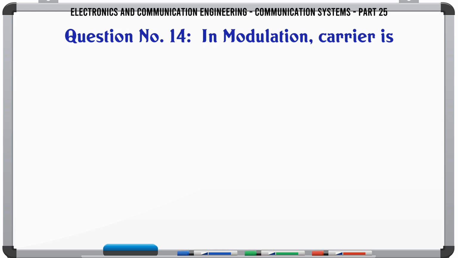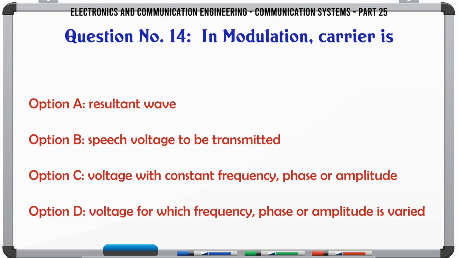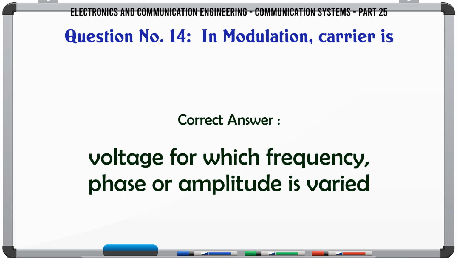In modulation, carrier is A. Resultant wave. B. Speech voltage to be transmitted. C. Voltage with constant frequency, phase or amplitude. D. Voltage for which frequency, phase or amplitude is varied. The correct answer is voltage for which frequency, phase or amplitude is varied.